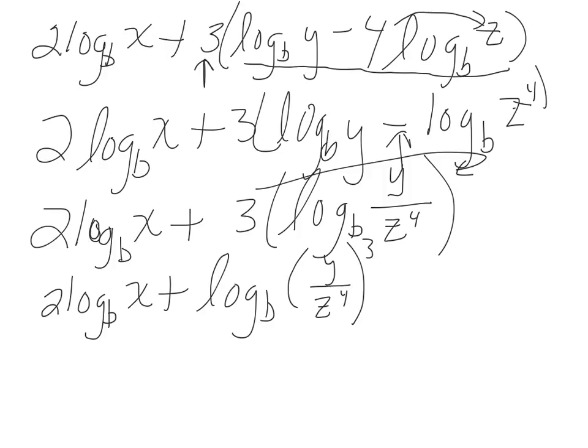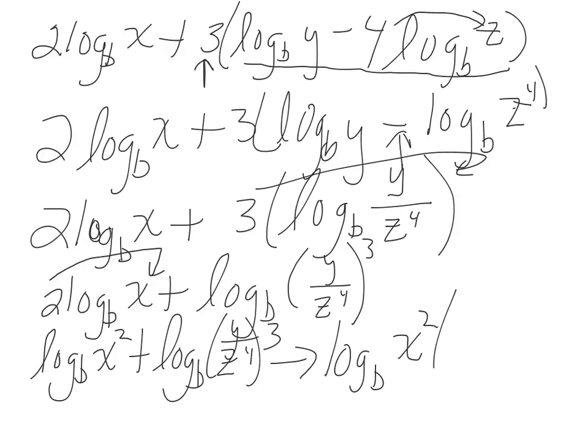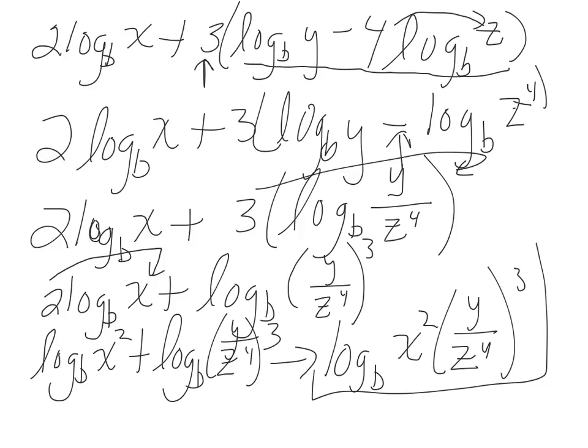Okay. This next step, the 2, is going to come up here. So I have log base b of x squared plus log base b of y over z to the 4th, cubed. And then finally, we end up with log base b. Since we have the plus sign, we're going to put x squared times y over z to the 4th, cubed. And that is the unexpanded version. So again, it's just going through it little bit by little bit, paying attention to parentheses, that sort of thing. Sorry the handwriting's so bad, I might redo this video.